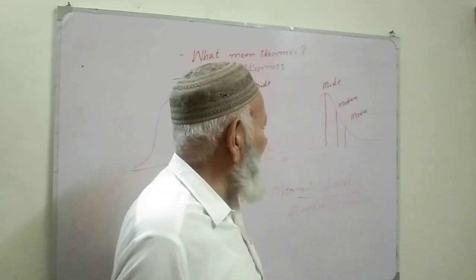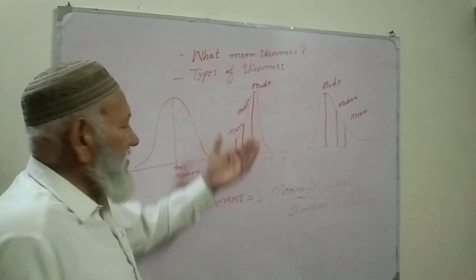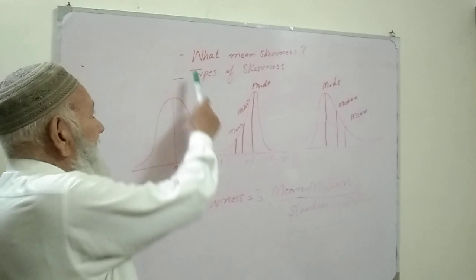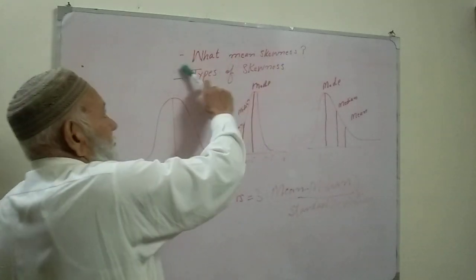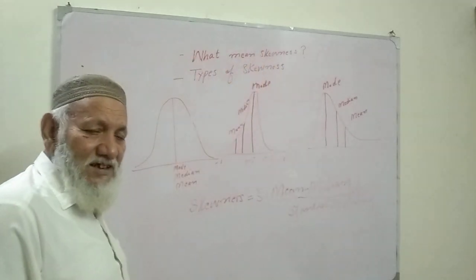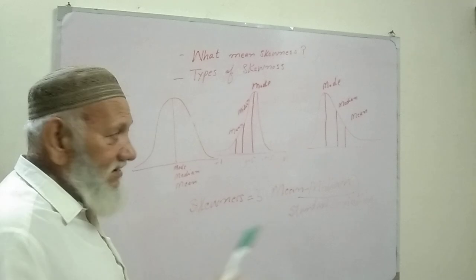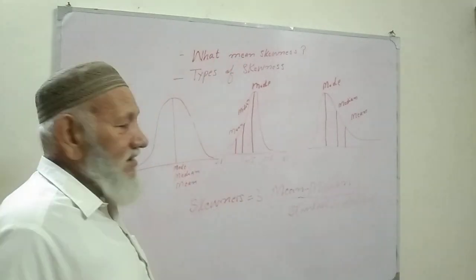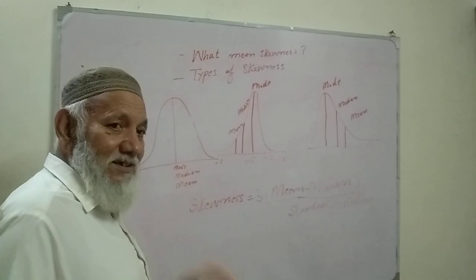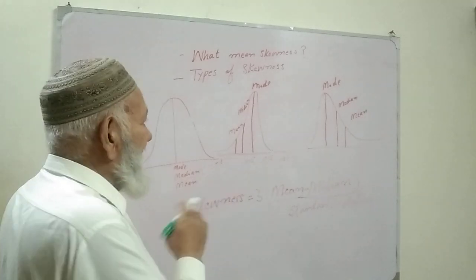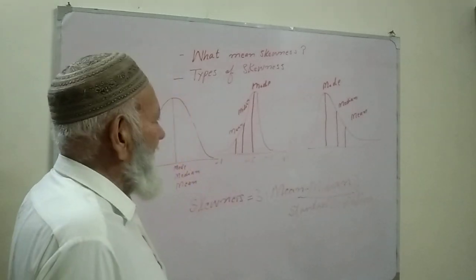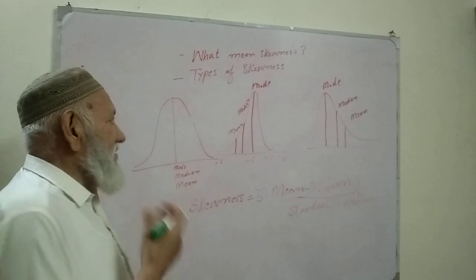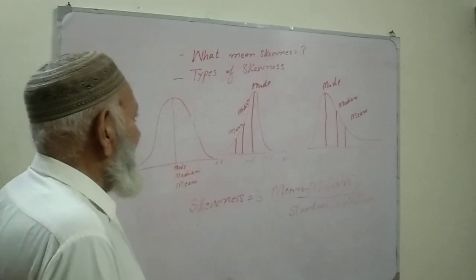Now we again want to discuss these things with the help of a graph. Already I have told you what skewness means. Skewness is the measurement of asymmetrical distribution. Either the data is symmetrically distributed, or the data is not symmetrically distributed, or the data is skewed to the left side, or the data is skewed to the right side.